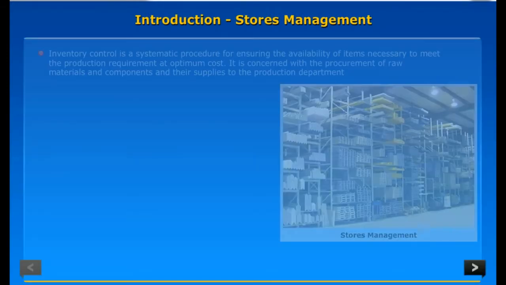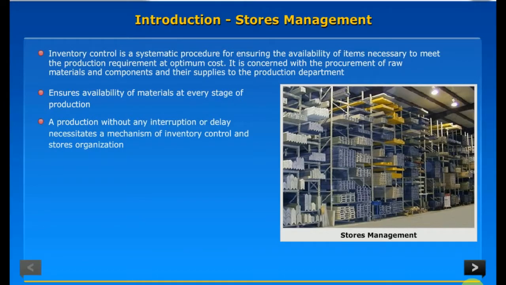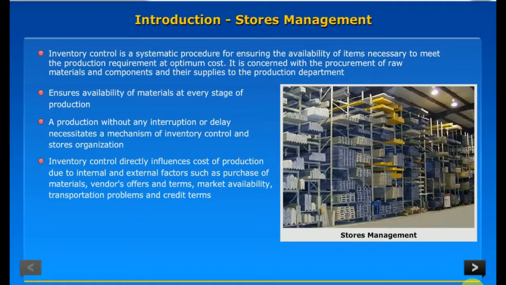Introduction. Stores management. Inventory control is a systematic procedure for ensuring the availability of items necessary to meet the production requirement at optimum cost. It is concerned with the procurement of raw materials and components and their supplies to the production department. It ensures availability of materials at every stage of production. A production without any interruption or delay necessitates a mechanism of inventory control and stores organization.